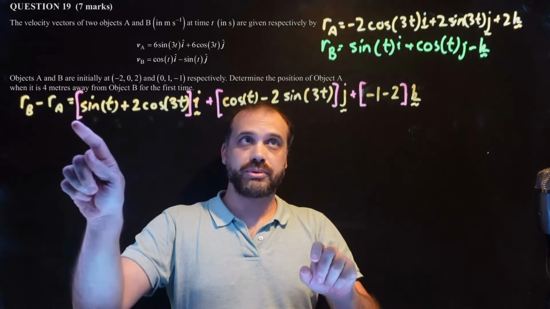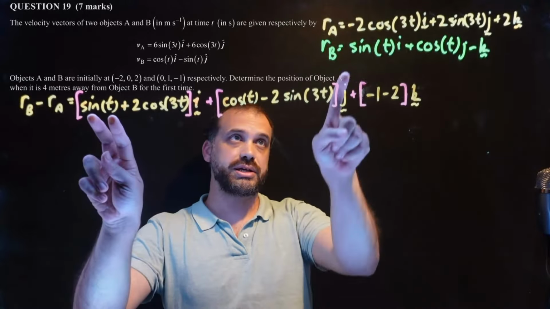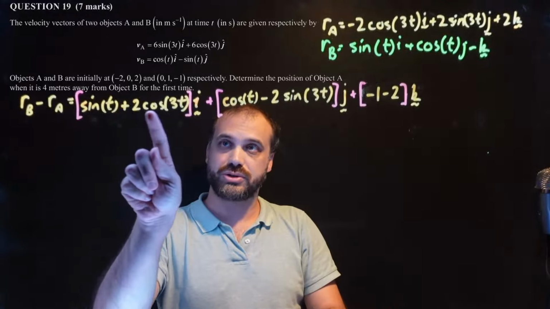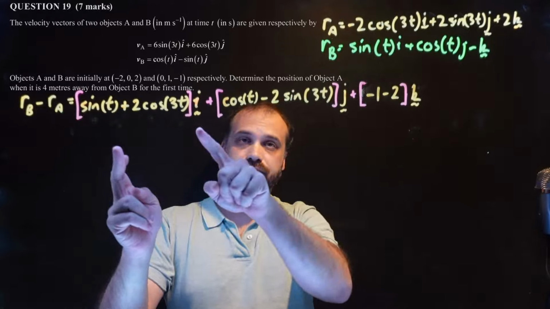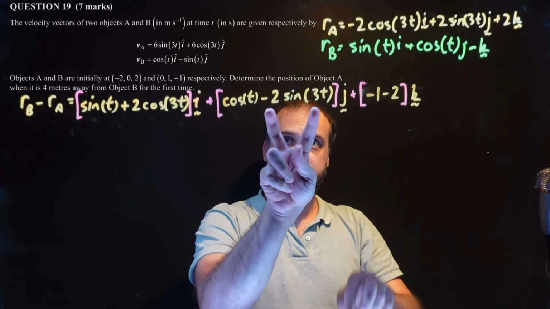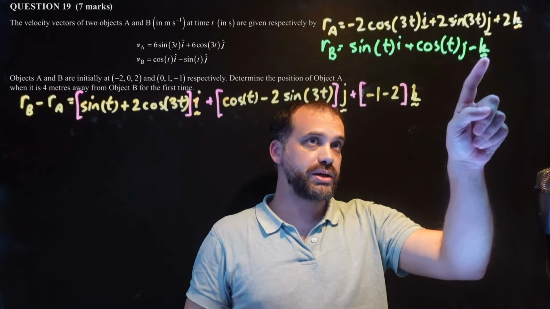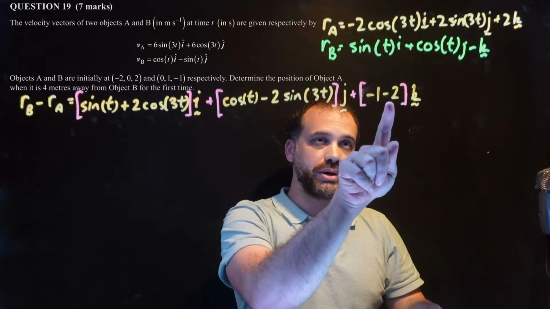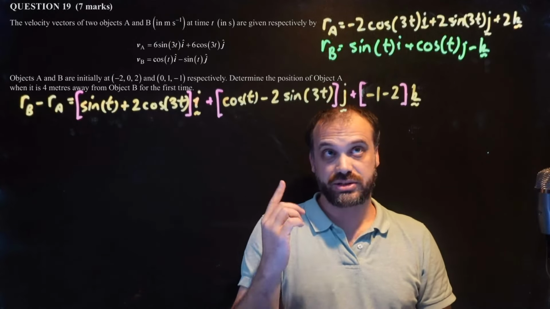We're doing RB minus RA, so we subtract the i components. So sine t minus minus, that's how I end up with this plus 2 cos 3t. Now all of that's i components. And then we have positive cos t minus 2 sine 3t, and that's j components. And then I have a minus 1k, minus 1 minus positive 2, so minus 1 minus 2, which we can simplify a little bit to just be minus 3k.